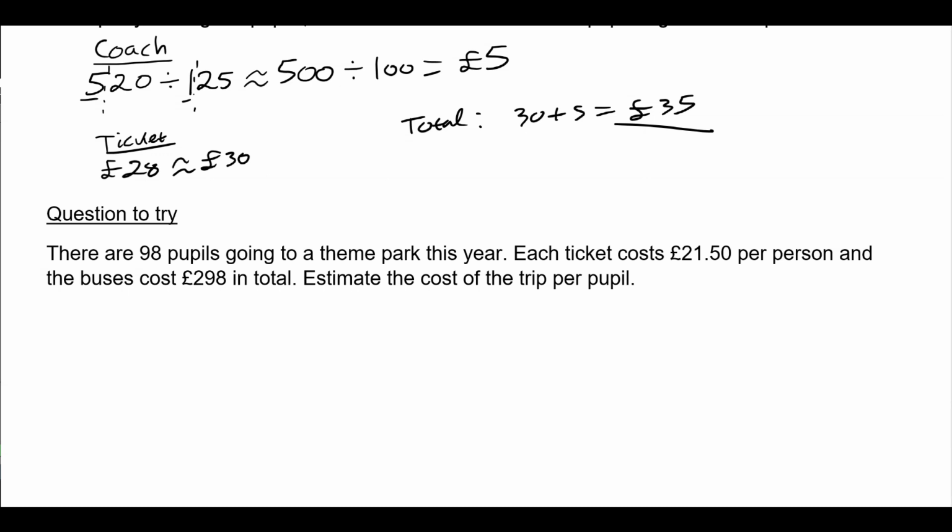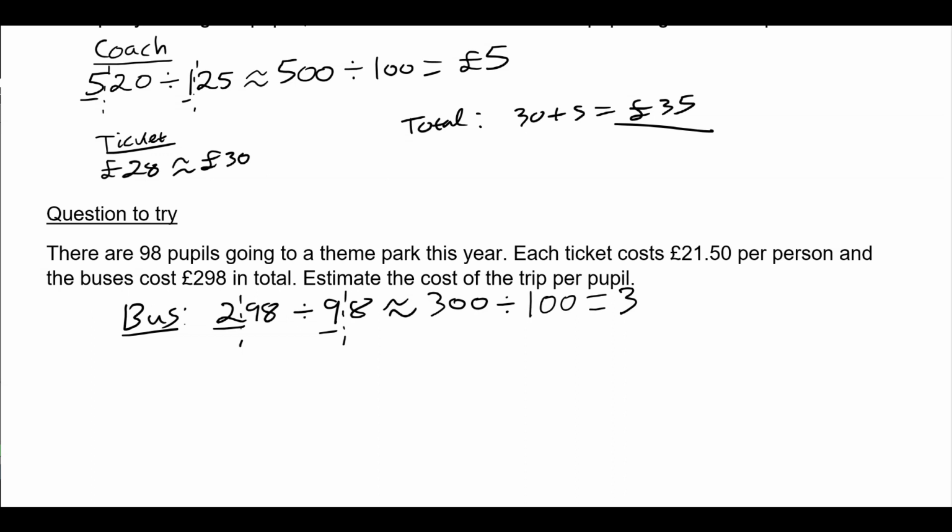Let's go through the answer. So again, we now need to look at the cost for the travel. The total cost of the bus is £298, so it's going to be 298 divided by 98. I'm not doing it exactly, we're estimating. The 9 tells the 2 to round up, so we have 300 divided by, and the 8 tells the 9 to round up. 9 in the tens column means 90. If I add another 10, I get 10 tens, which is 100. So we have 300 divided by 100, which is 3. So that means the bus is approximately £3 per pupil.